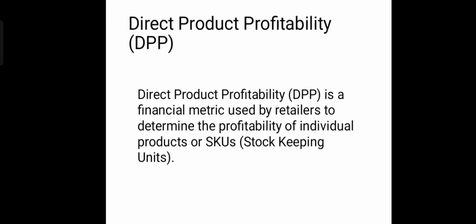And also, DPP takes into account both the revenue generated from the sale of a product and the direct cost associated with that product. So it provides a more accurate picture of profitability compared to gross margin, as it factors in all relevant costs directly attributable to a specific product.